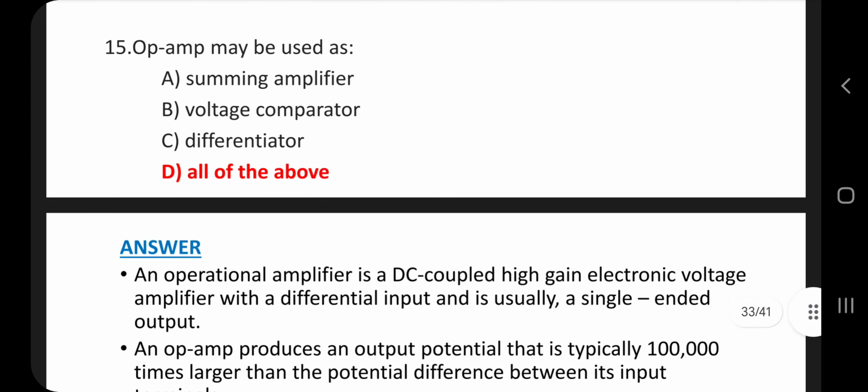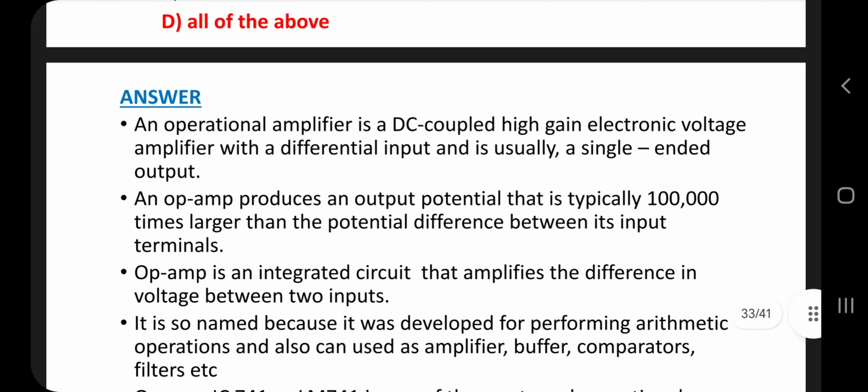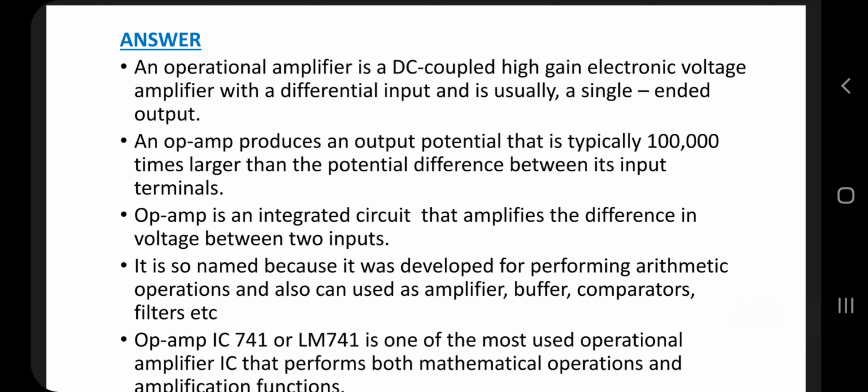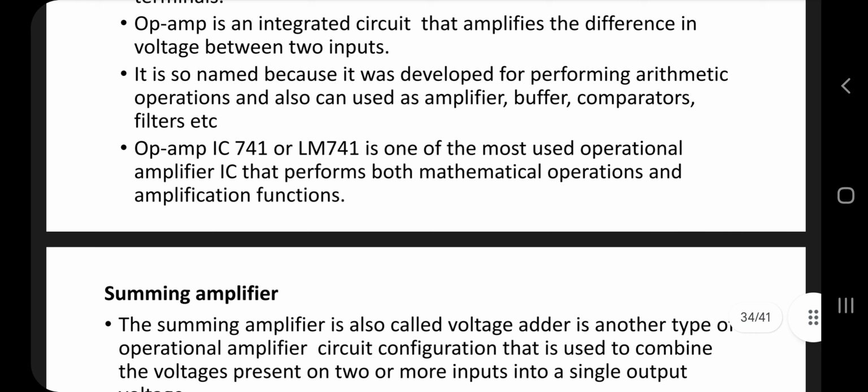Question number 15. Op-amp may be used as, answer is option D, all of the above, that is summing amplifier, voltage comparator, differentiator. What is an op-amp? An operational amplifier is a DC coupled high gain electronic voltage amplifier with a differential input and is usually a single-ended output. An op-amp produces an output potential that is typically 1 lakh times larger than the potential difference between its input terminals. Op-amp is an integrated circuit that amplifies the difference in voltage between two inputs.